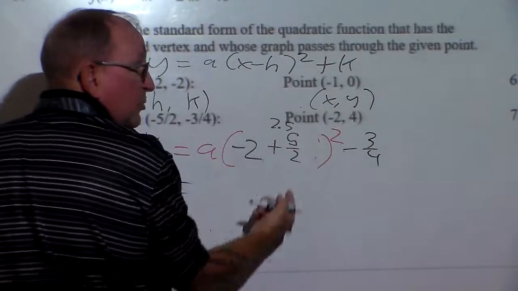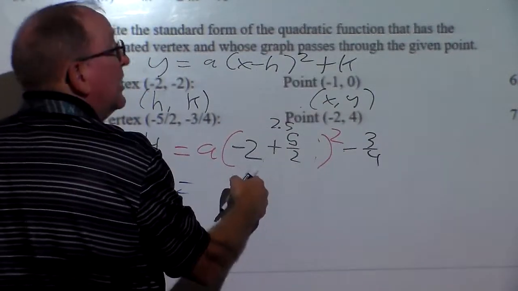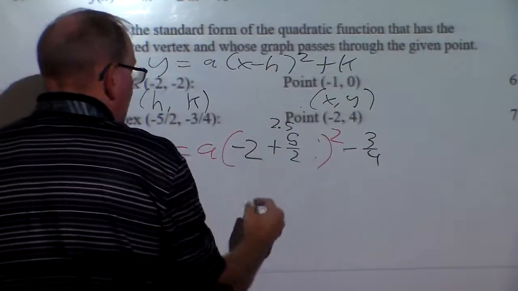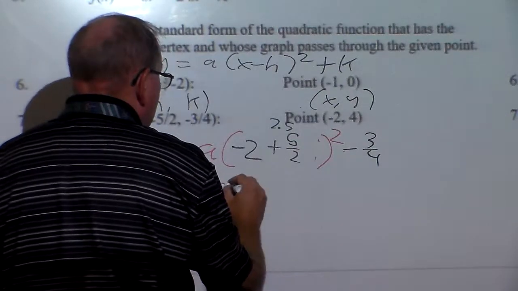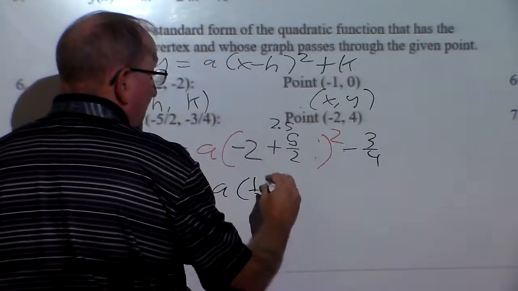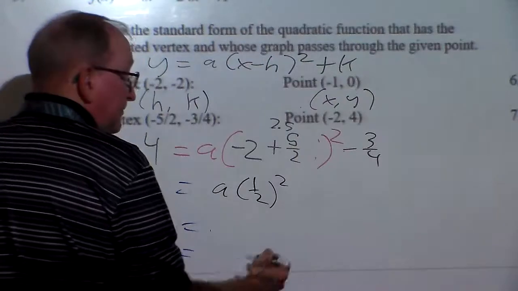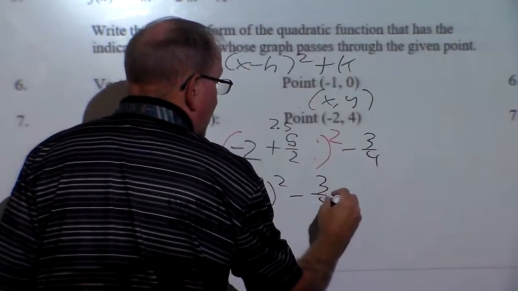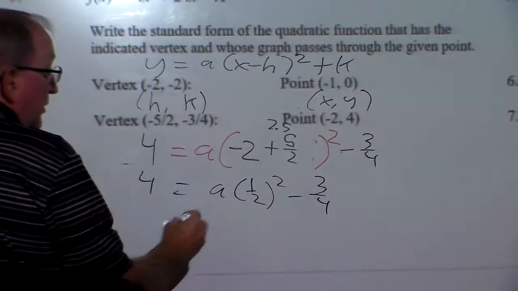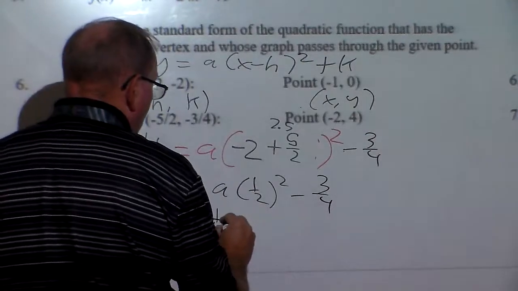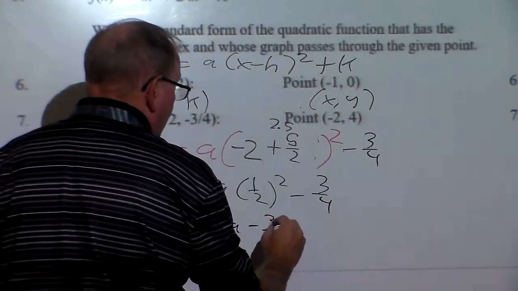What's -2 plus 2.5? It makes it 0.5. Or 0.5 is the same thing as 1 half. I square that, right? I'm going to leave that minus 3/4 alone. I still have this 4. That's the same as 1/4 a minus 3/4.